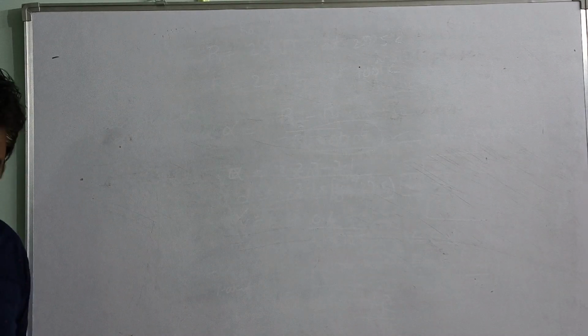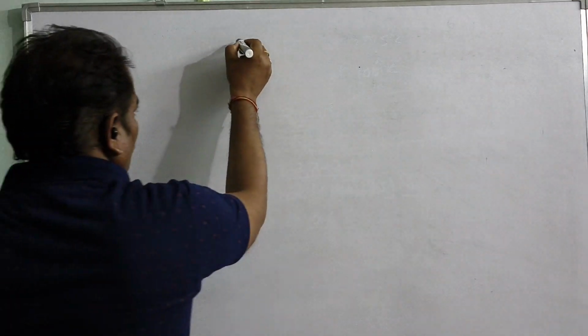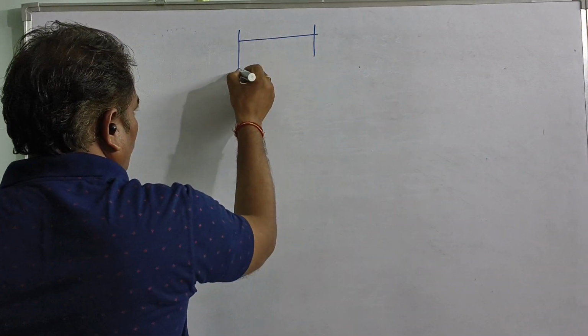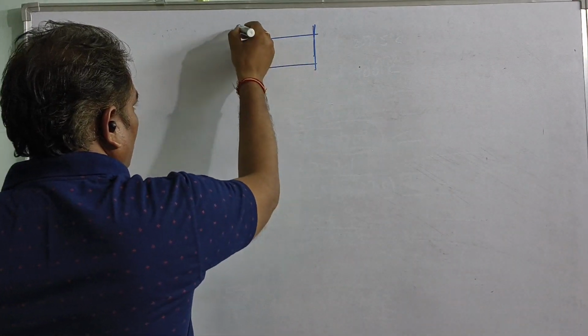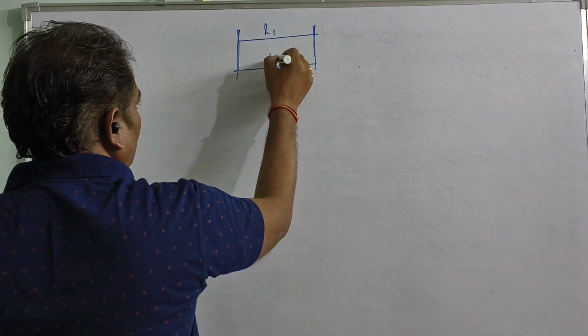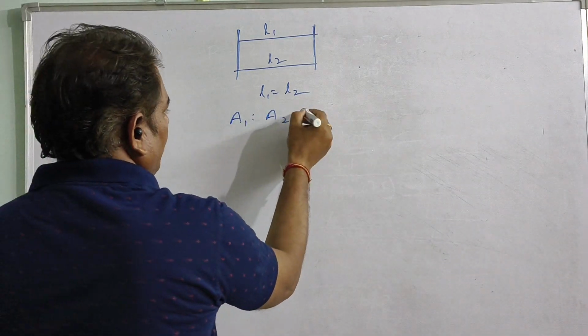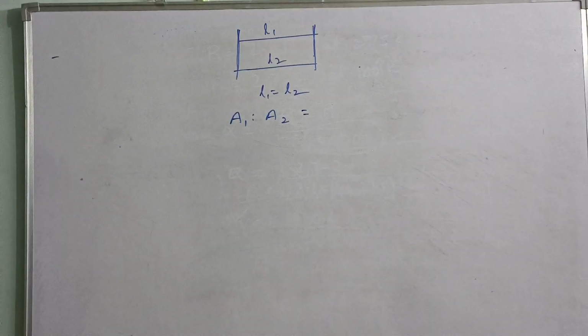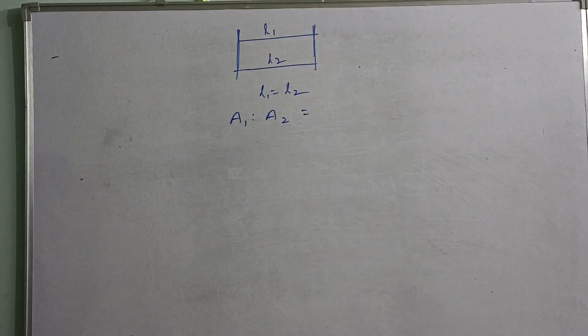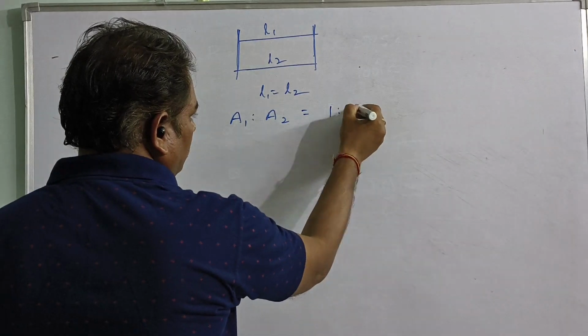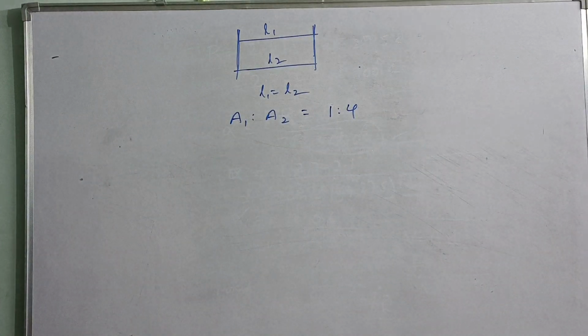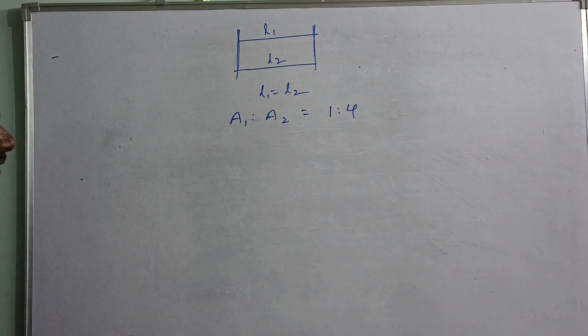Two wires A and B of the same length and same material have their cross-sectional areas in the ratio 1:4. Two wires have the same length, L1 equal to L2, but their areas are different. What would be the ratio of heat produced in these wires when the voltage across each is constant?